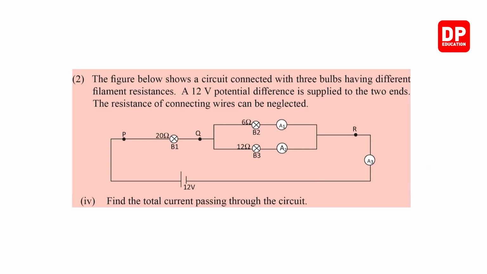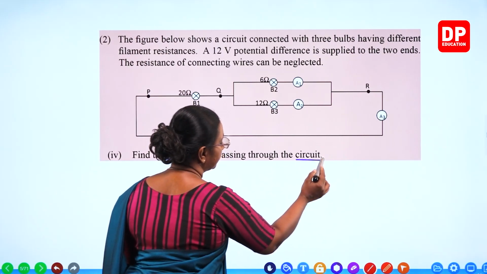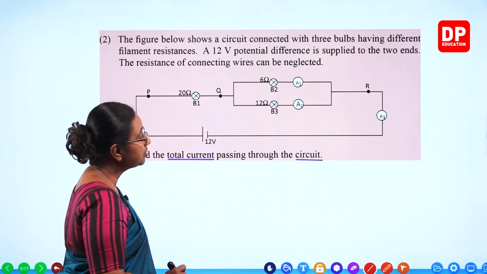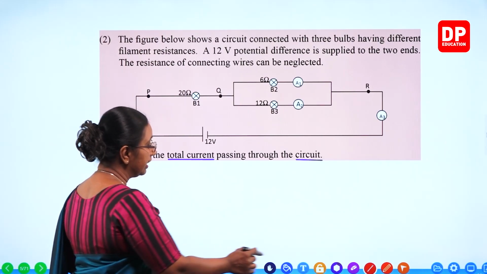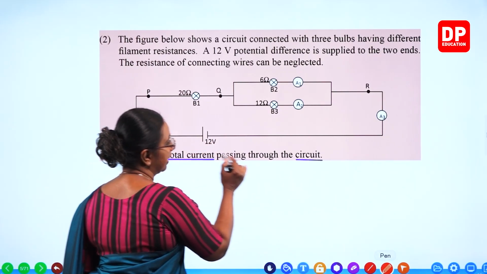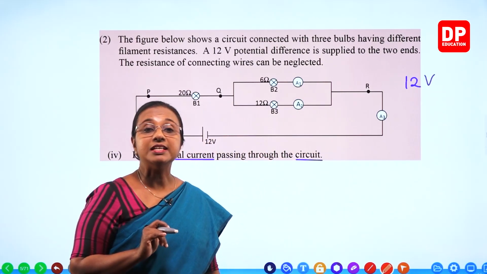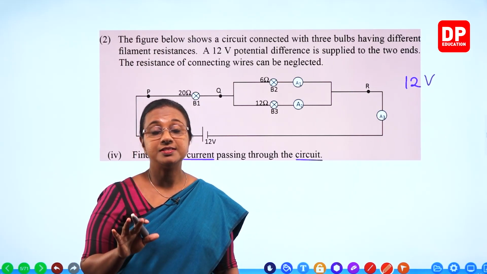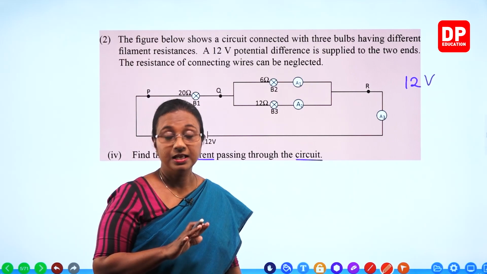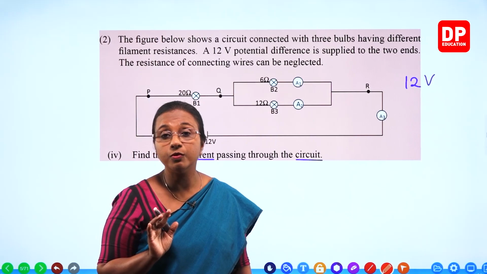The fourth part, find the total current passing through the circuit. So here again, total current passing through the circuit. When we say total current, what are the values you need to consider? You need the potential difference. So we have the potential difference 12 volts. Then what is the resistance you should use? The equivalent resistance of the circuit. If you can remember, we calculated the equivalent resistance as 24 ohms.